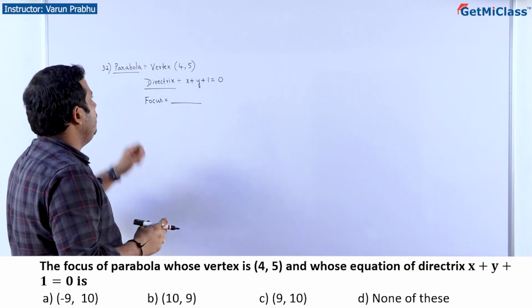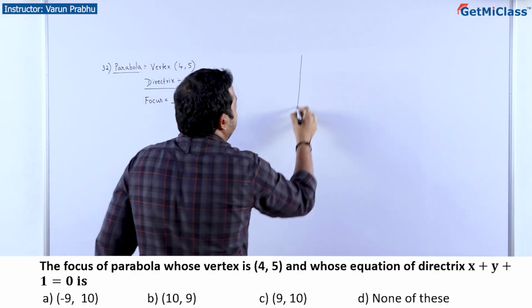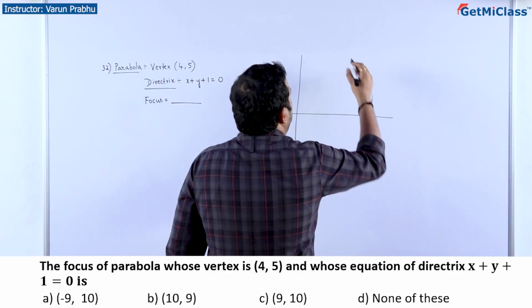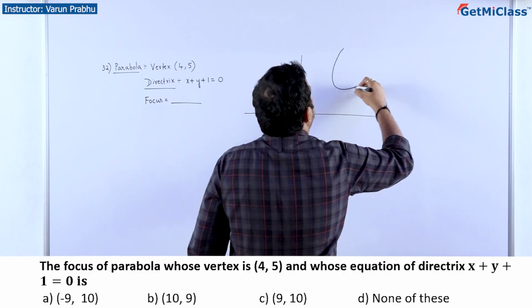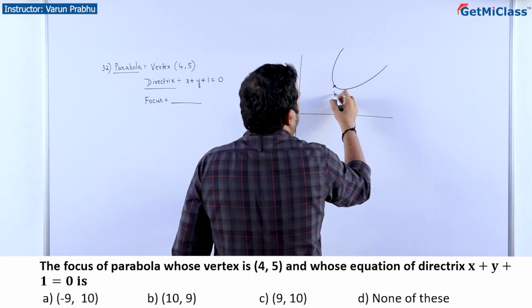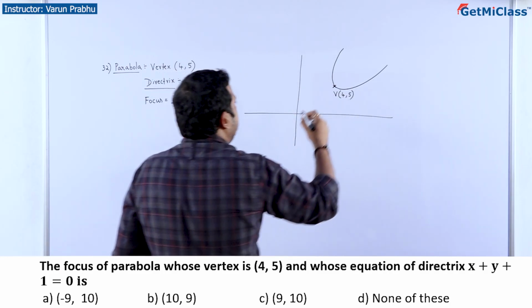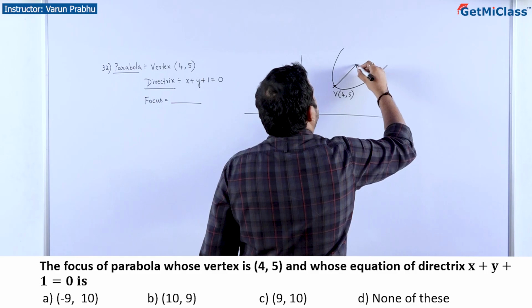If you look at this question, the vertex of the parabola is at the point (4, 5). So let us draw one sketch. Purely on the basis of the sketch, we can come to the conclusion. This is the point V, the vertex at (4, 5) of the parabola. What is the focus? Correct, this is the focus.